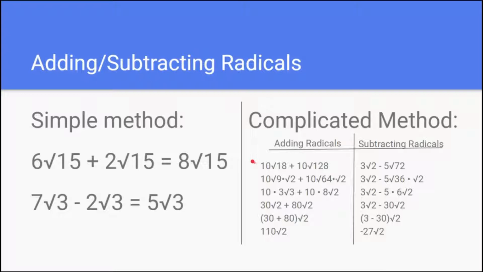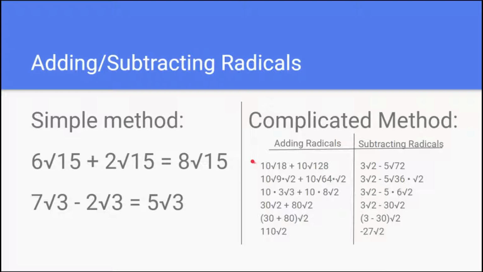Then you have to take the square root of the perfect square you just found. For example, radical 9 would simplify into 3, and radical 64 would simplify into 8. Then the unsimplified radicals just move down. Then you have to multiply the coefficients, so 10 times 3 would be 30 radical 2, the radical stays the same, plus 10 times 8 would be 80, radical stays the same.